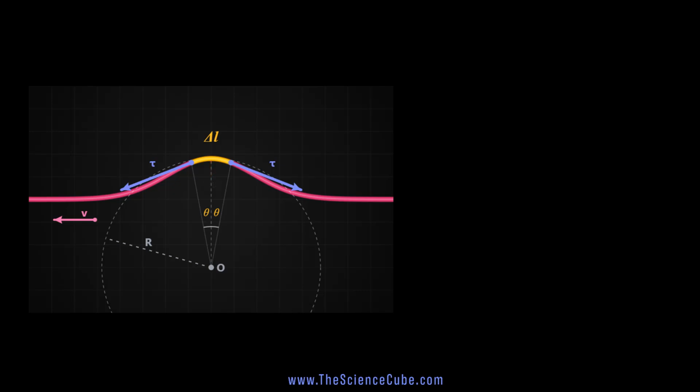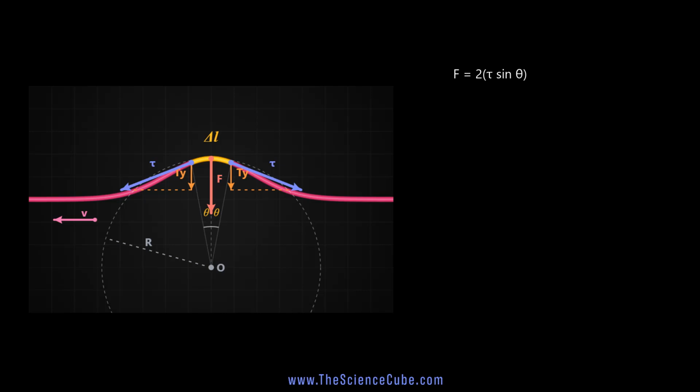And if you look at the geometry, the horizontal components of these forces actually cancel out, but the vertical components add together to form a net inward force F. In terms of magnitude, we can write this as force is equal to 2 times T sine theta.